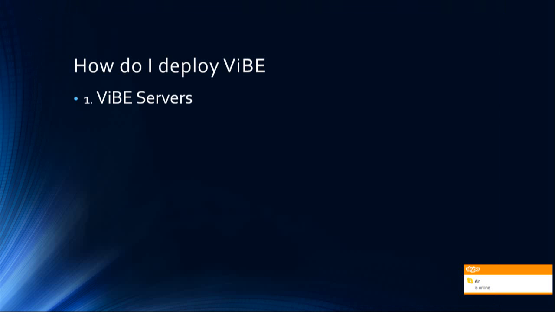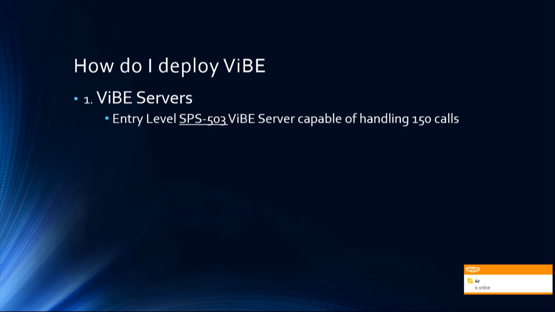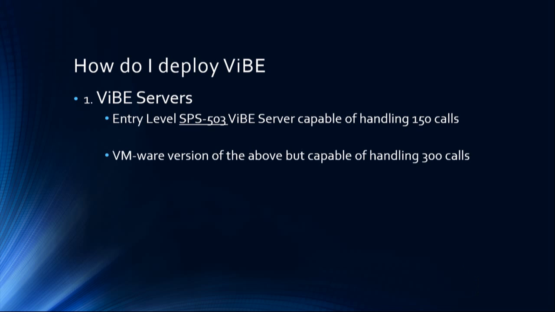So let's look at the ViBE servers that are available. As an entry level, the SPS 503 ViBE server is capable of handling 150 calls. There is a VMware version of the above device which is actually capable of handling 300 calls. As it is a VMware version, you will be required to make sure that you already have a VMware server up and working for the ViBE VMware to be loaded onto.